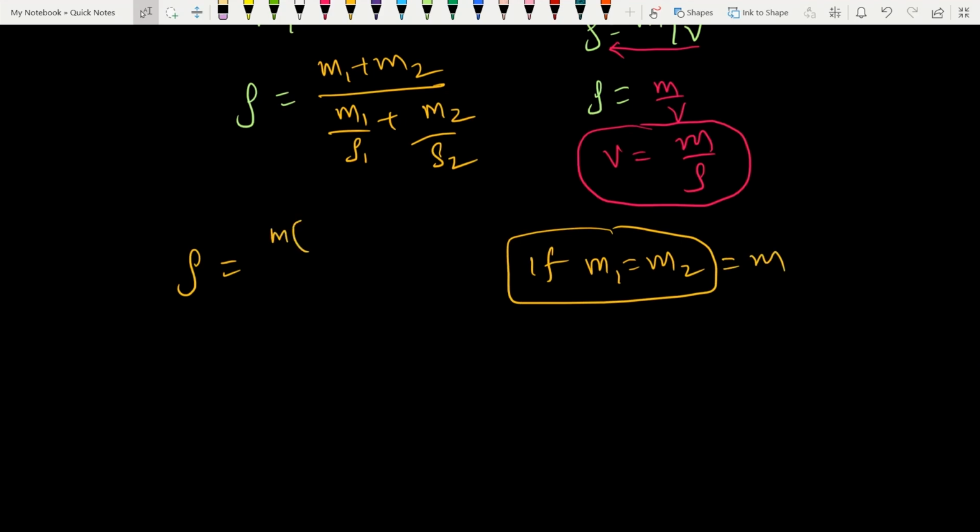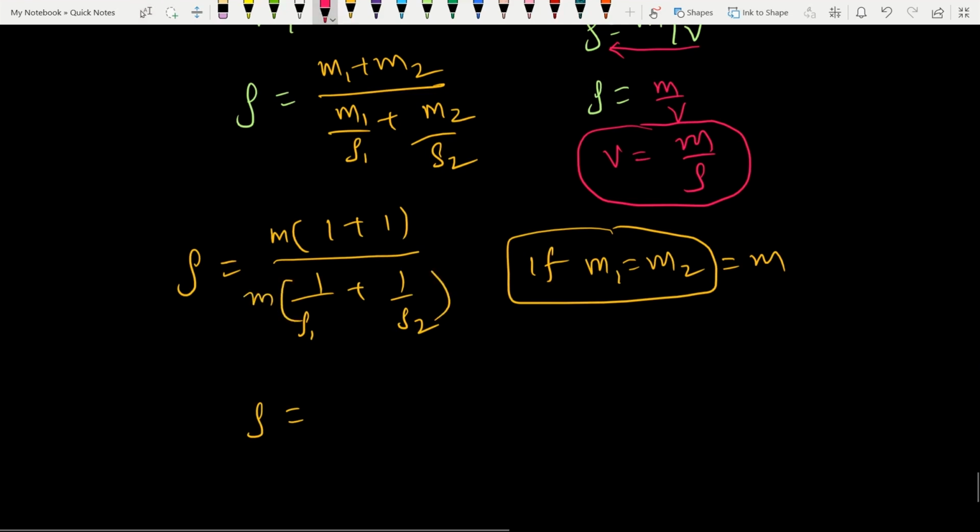Then m you can take common, 1 by rho 1 plus 1 by rho 2, then rho equal to... here m is there, no? M here also we can take common. Then m gets cancelled. Then 2 by rho 2 plus rho 1 by rho 1 into rho 2.